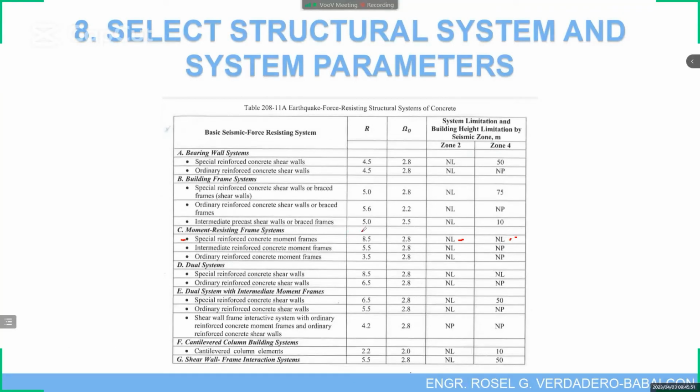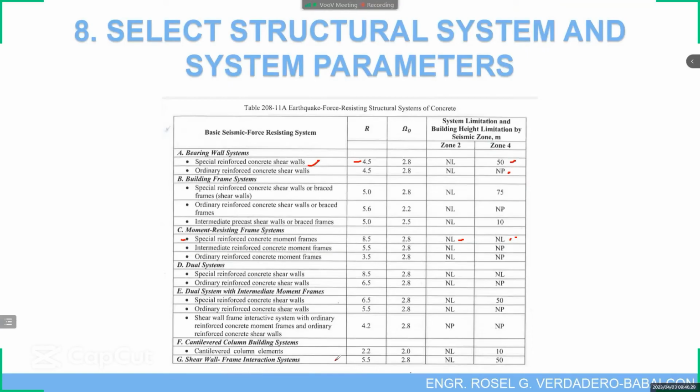frames. But if we are going to use special reinforced concrete shear walls, the R value is around 4.5. So notice that the R value is lesser for the bearing wall system. And for zone 2, there is no limit for the height. But when you are going to use this type of system in seismic zone 4, the height limit will now only be limited to 50 meters. So in terms of meters. And if it's going to be an ordinary reinforced concrete shear wall, it is not permitted to use this type of system in zone 4.